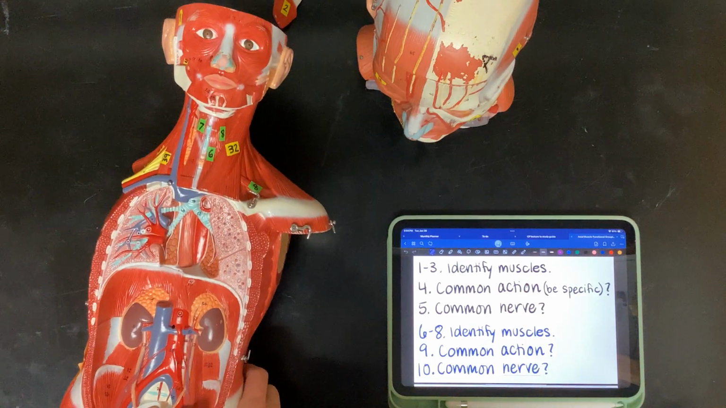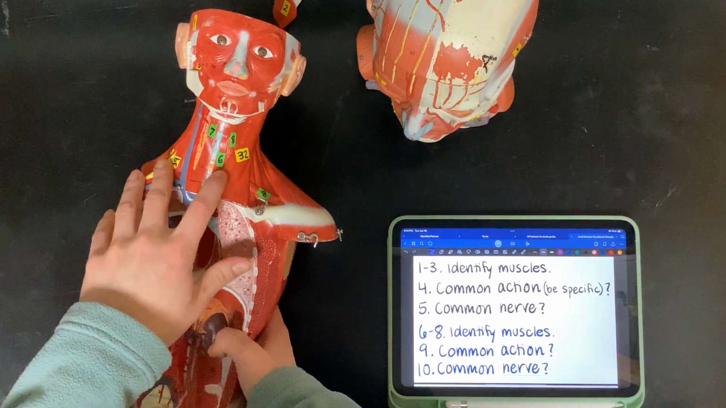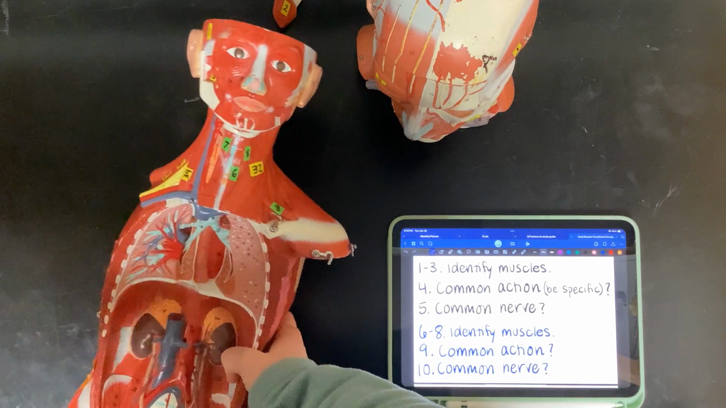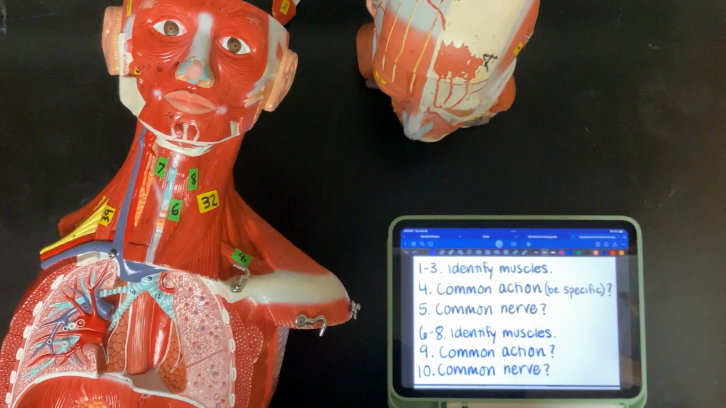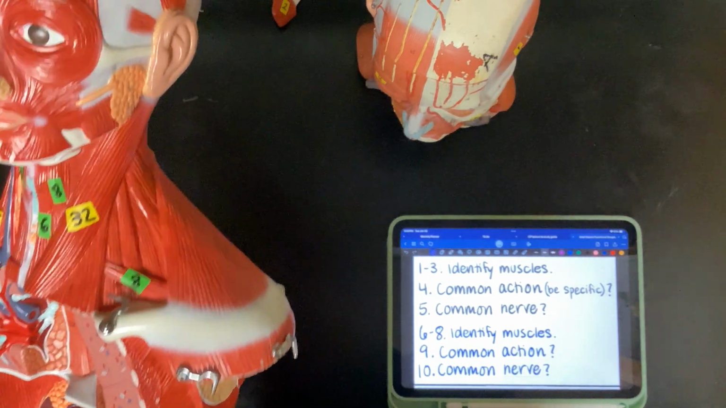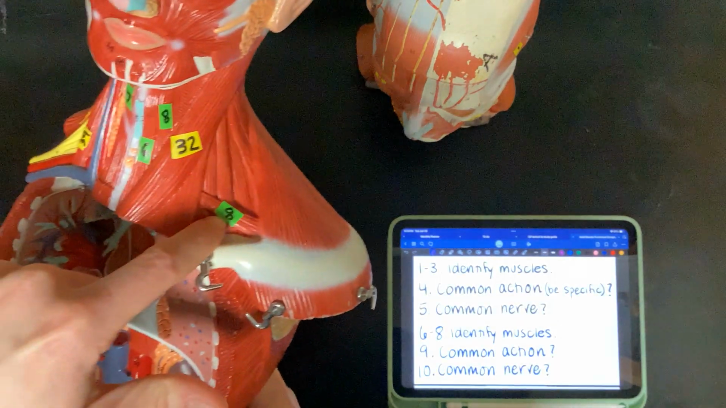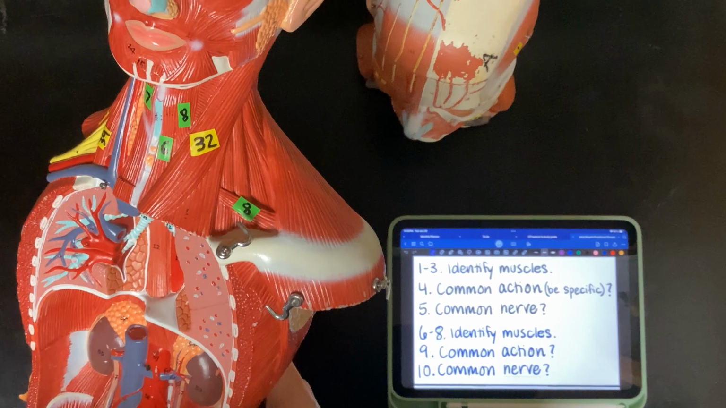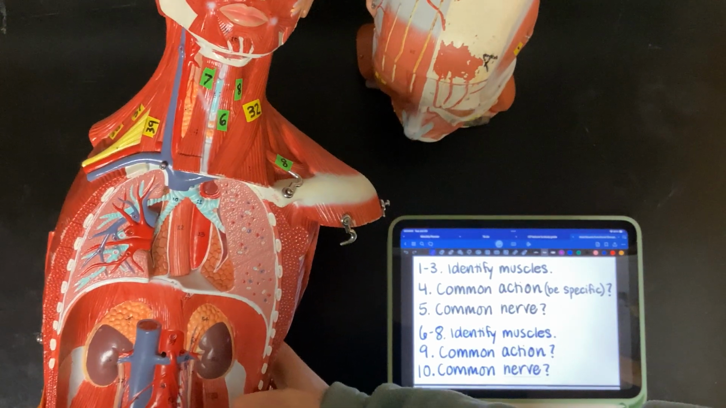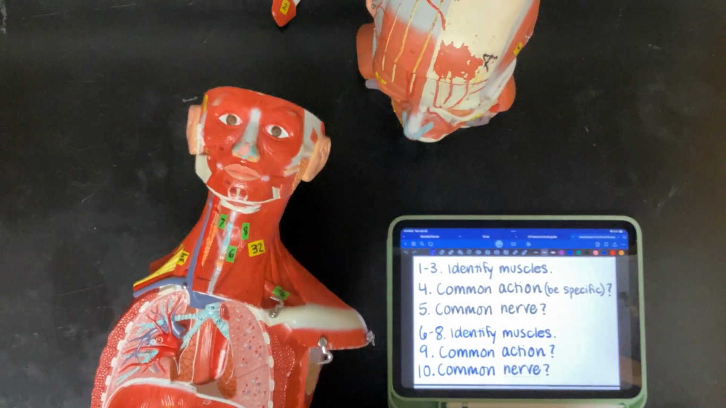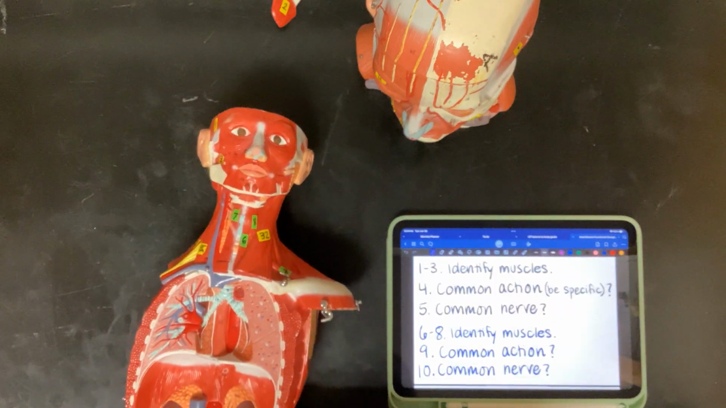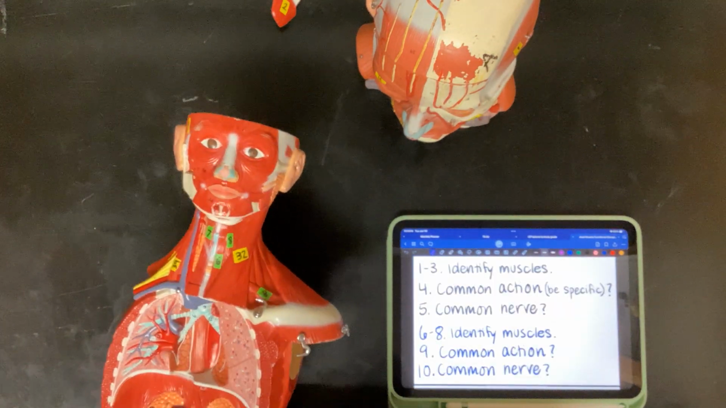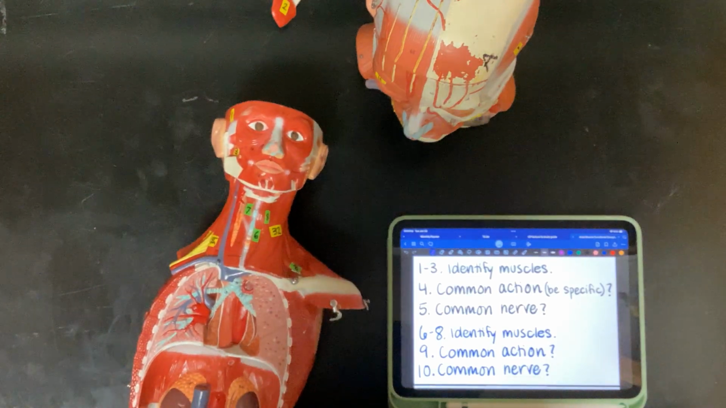We got 6 through 8 IDs. Here's 6, 7, and 8. You can also see 8 down here. Nine, what is their common action? And 10, a common nerve.